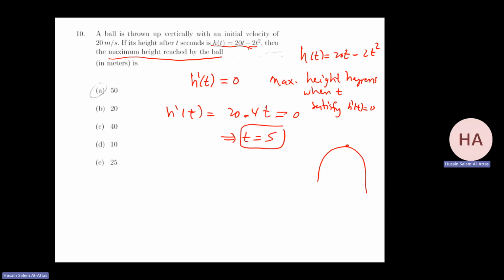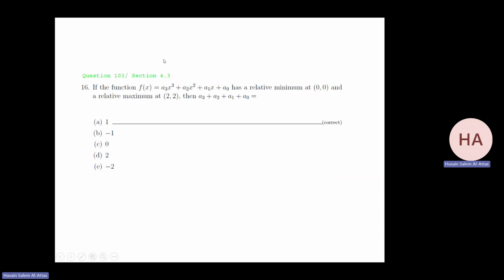I need to find the height now. What will be h of t at t equal 5, which is h at 5? That will be what? 100 minus 2 times 25, minus 50. And that is 50. So the answer is 50. The next is also this one.